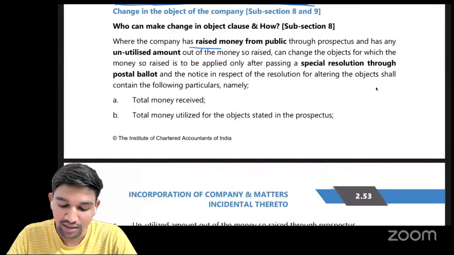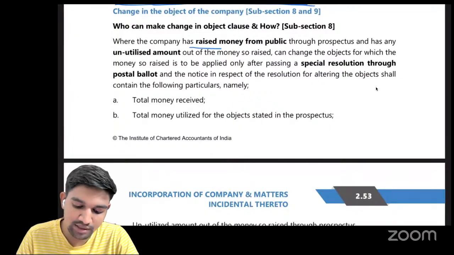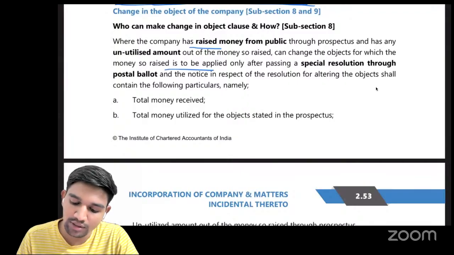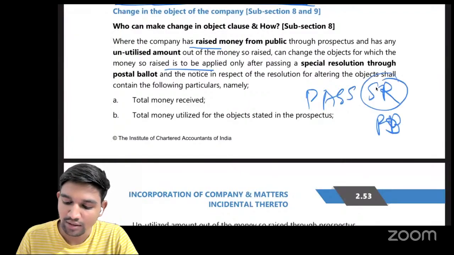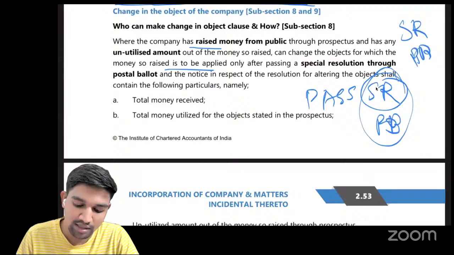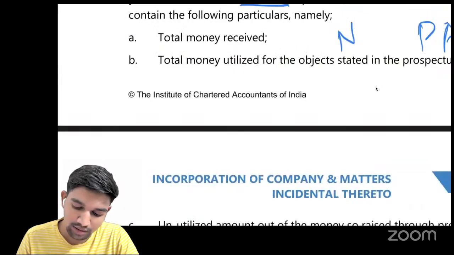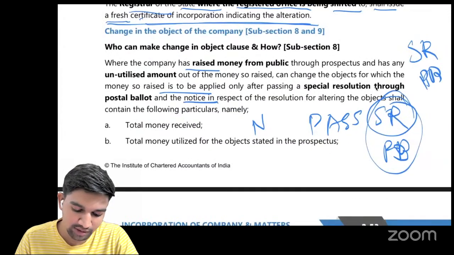For that, the company, out of the money so raised, can change the objects for which the money so raised is to be applied only after following a procedure. It has to pass a special resolution through postal ballot. And the notice in respect of the resolution for altering the object shall contain the following particulars.